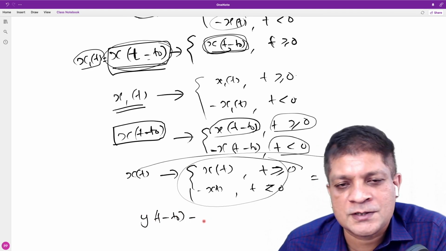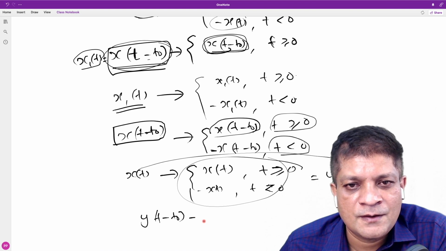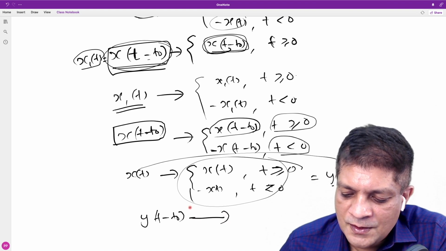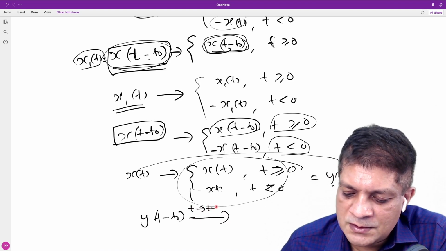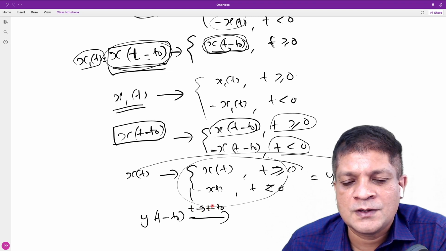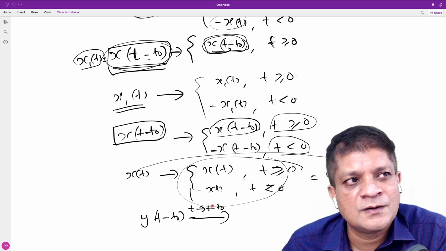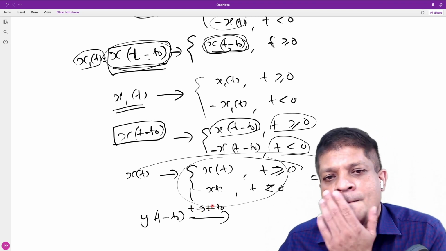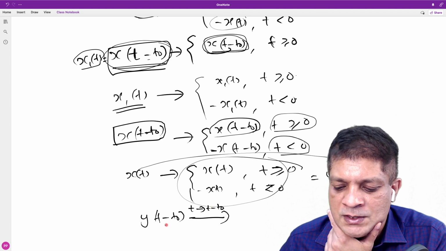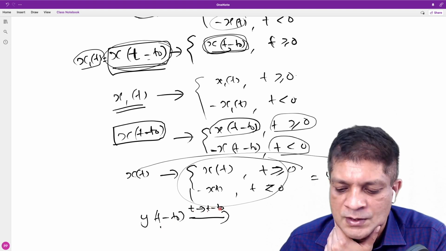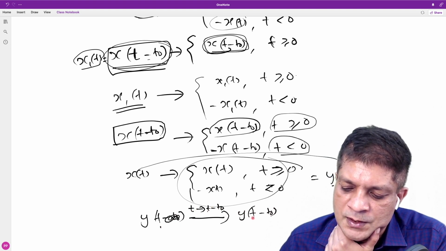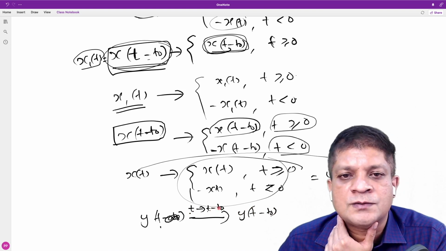What is the delay operation? Is it replace t with t - t0? Is it the delay operation? Yes. What is time delay operation? If t is the independent variable, replace t with t - t0. Then you will get, oh sorry, this is y2(t), y(t - t0). Replace t with t - t0.